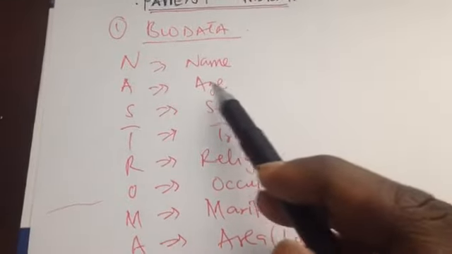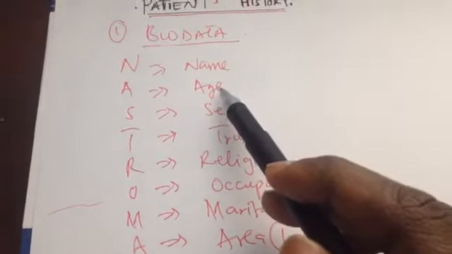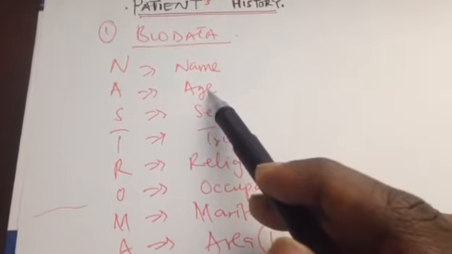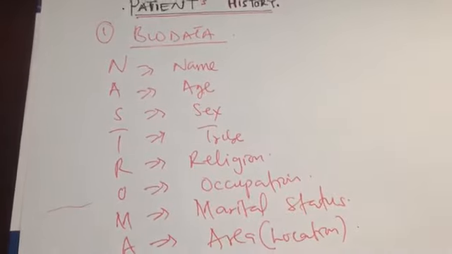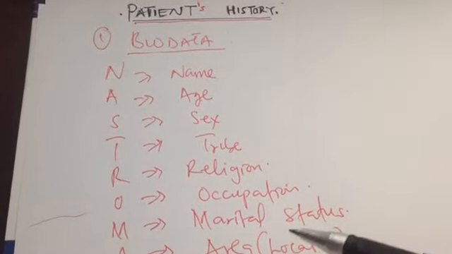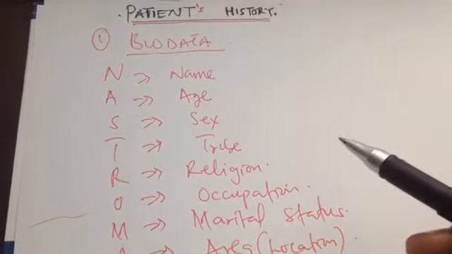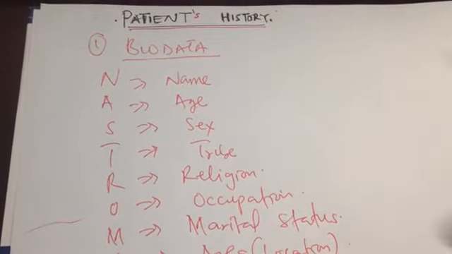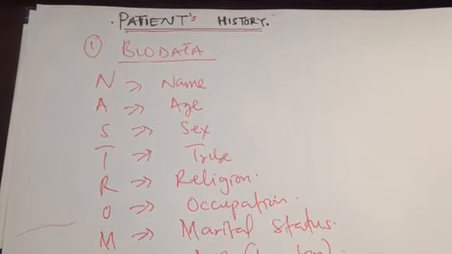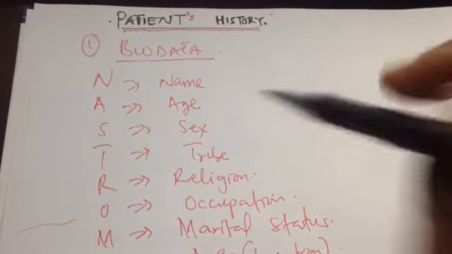Why the age? Because from the age, there are so many diseases that can affect some age groups but cannot affect other age groups. For example, you cannot suspect benign prostatic hyperplasia in a patient who is less than 30 years; you have to expect it in someone who is 45, 50 years of age. So age is very important.